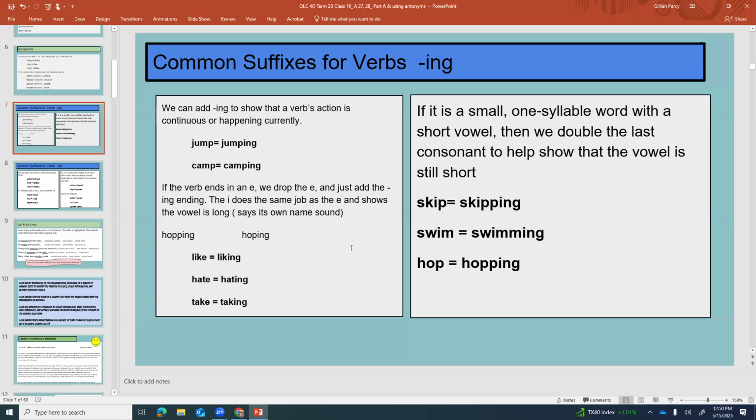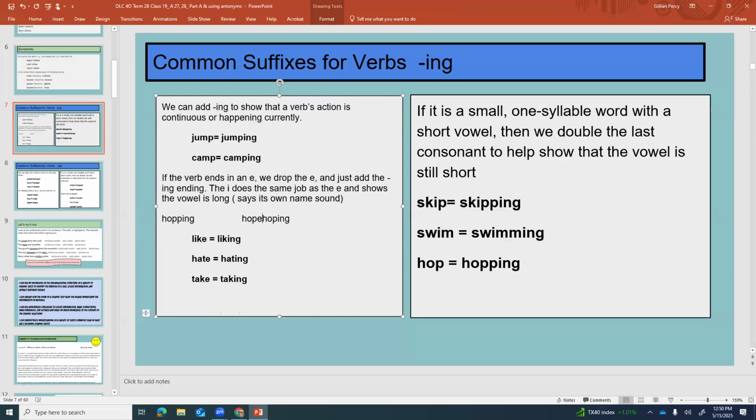Like becomes liking, L-I-K-I-N-G. Hate becomes hating. Take becomes taking. One of the reasons for this is there are some words in English that are very similar. So, for example, let's say I had the word hop. Okay, we'll start with hope right now. Hope. Okay, I drop the E and it becomes hoping.